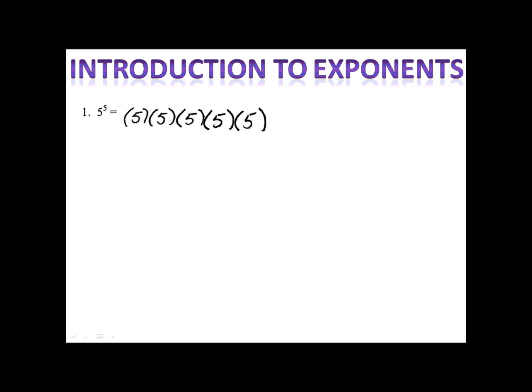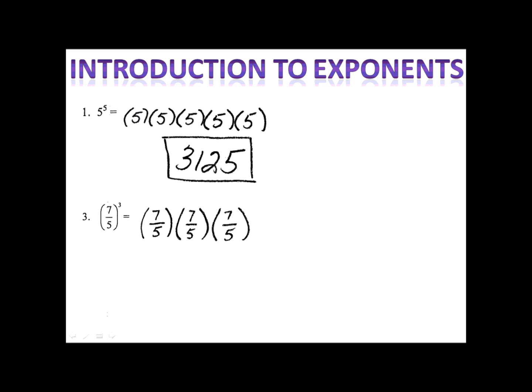5 to the 5th is 5 times 5 times 5 times 5 times 5. And that comes out to be 3,125. Be careful. Sometimes people accidentally think 5 to the 5th is 5 times 5. It's not. How about this one on example 3? 7/5 to the 3rd power. That's right, 7/5 times 7/5 times 7/5. And then, of course, we can multiply those fractions together and end up with the result.